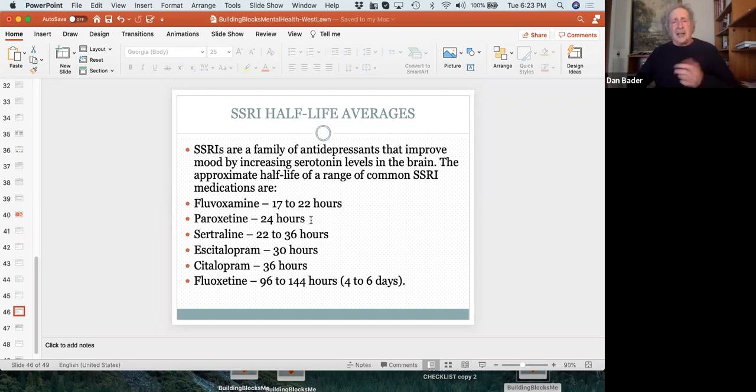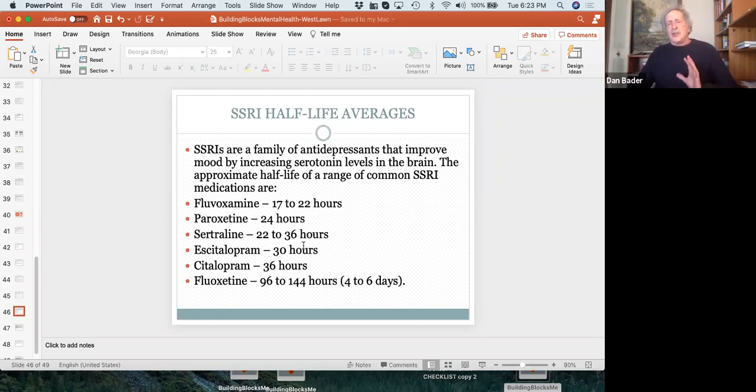And usually they're not going to be told what the half-life is. I used to tell my clients, ask your psychiatrist if they know what the half-life of the drugs they're giving you are. And if they don't know, you better go somewhere else. Because that's a psychiatrist who's really ignorant. And there's a lot of them.